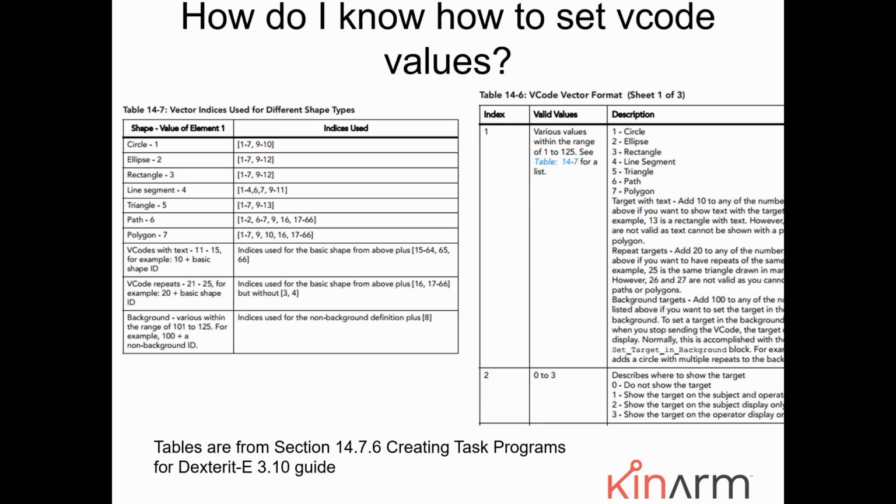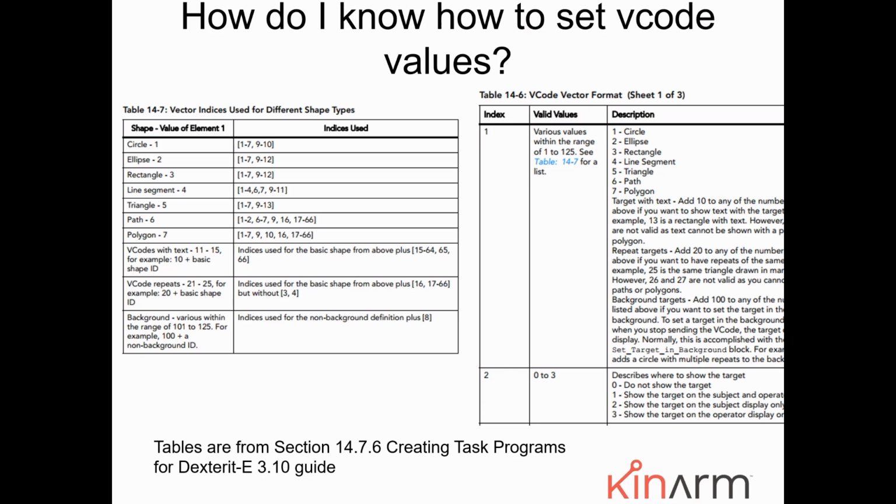So to start making a V-code, you open up the Creating Custom Task Guide and go to the reference chapter 14 and find these tables. The table on the left asks you which target type you want to draw, and then tells you which vector indices you need to worry about. For example, to make a circle, you only need to set 9 numbers at most.